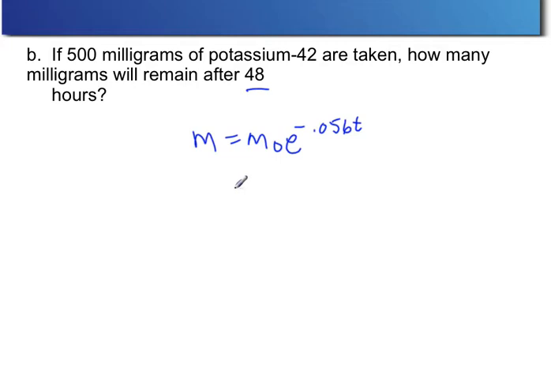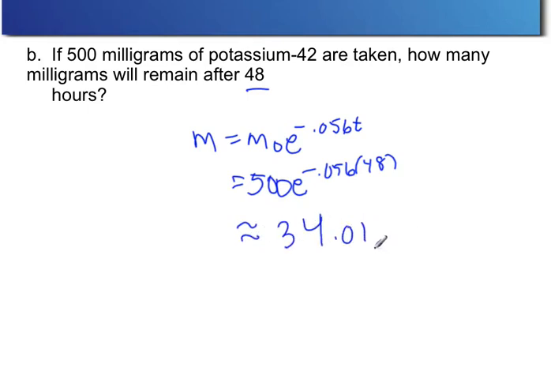So we'll just strictly plug in. It tells me 500 milligrams were taken. That was my initial amount, 500, times e to the minus 0.056, and t is 48. And now this becomes a calculator problem. If you plug this into your calculator, you will find that this is approximately 34.01, and that's milligrams. That's the approximate number of milligrams after 48 hours.